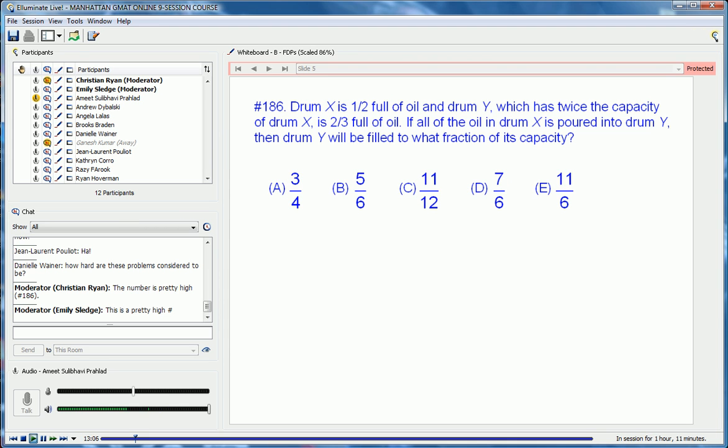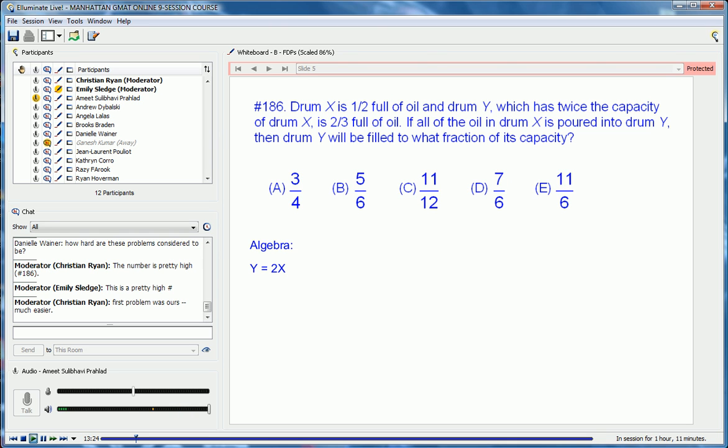So when oil from drum X is transferred to the other, the total would be 4 by 3. 2 by 3 into 2x plus x by 2, which would result in 11.